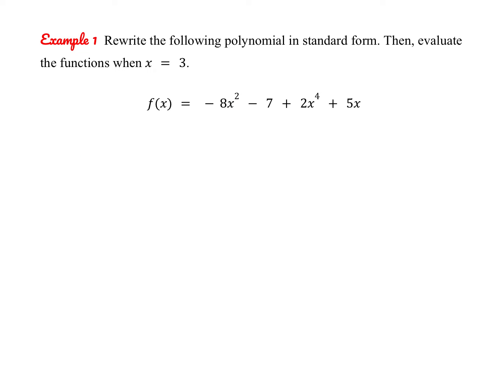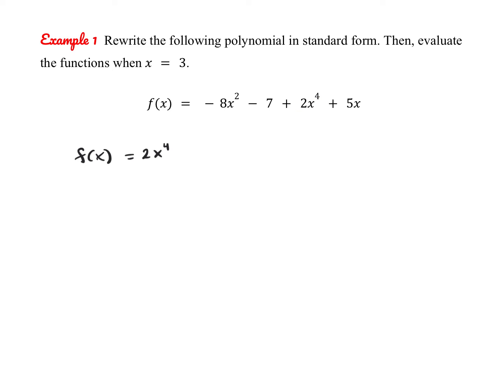Okay, so we're going to start with something simple. We're going to rewrite the polynomial in standard form and then evaluate the function when x is 3. So first I'm going to look for the term with the highest degree, or the highest exponent, which is that 2x to the 4th. It is positive, so we keep it positive.